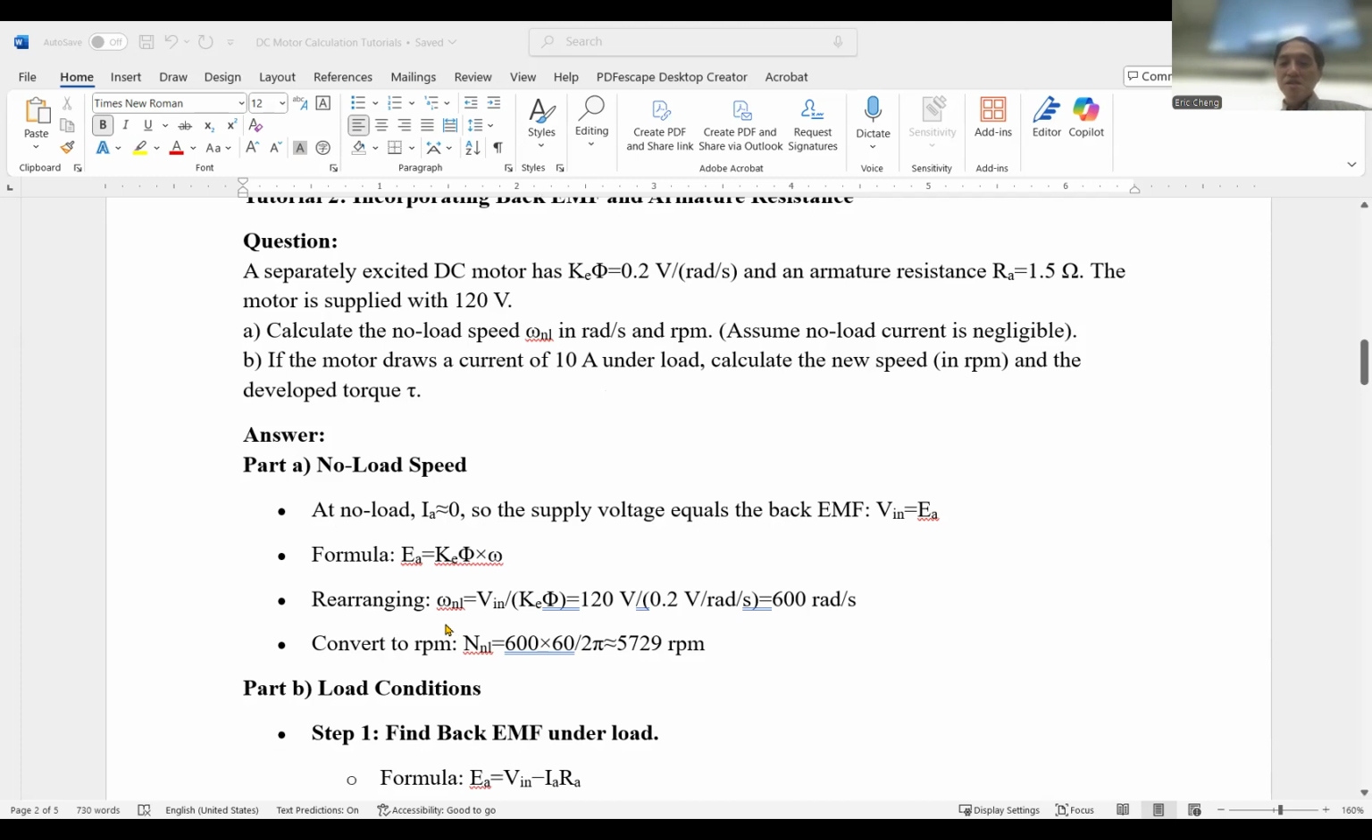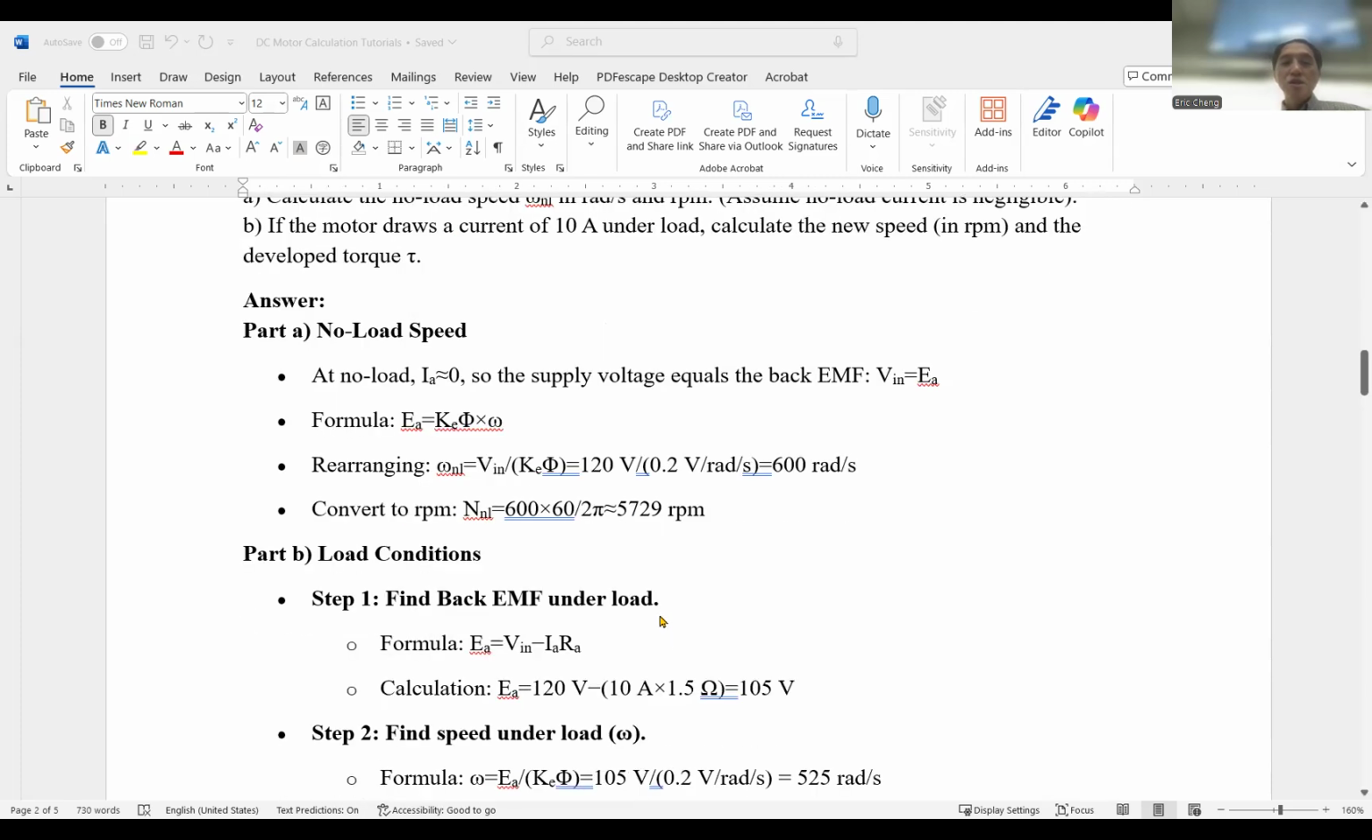And then the next thing is the no-load speed, which now equals 120 divided by the constant given. That will give us the no-load speed. So this is the way to calculate the speed of any motor without loading. It comes to 600 radian per second, and we usually convert that to RPM, which is a more popular presentation.